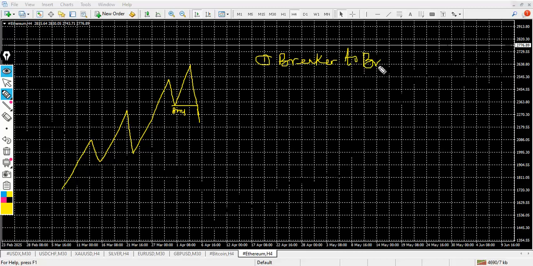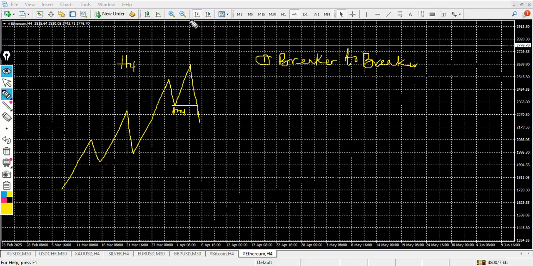So the first rule is that whenever you are seeing a break of market structure on a time frame, go to a higher time frame to look for another break of market structure. What I mean by that is very simple. Let's say this is a 4 hours time frame, and you see this break of market structure, a breaker on 4 hours.